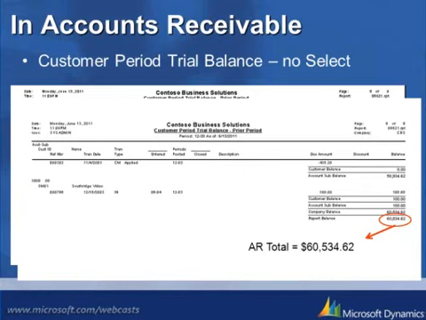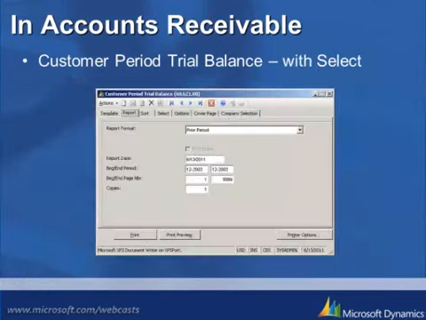So I just ran this report. Again, no select criteria on it. I look at our accounts receivable total at the end of the report, and I see I've got a balance of $60,534.62.